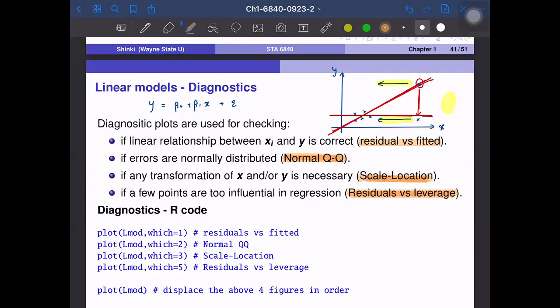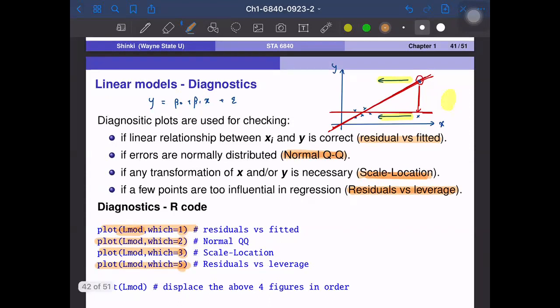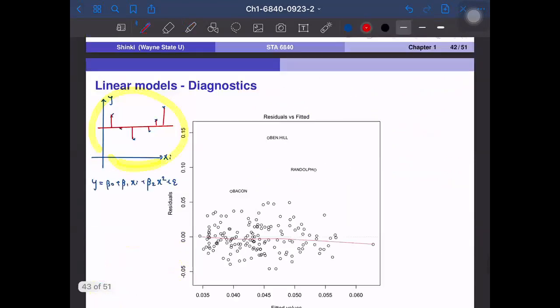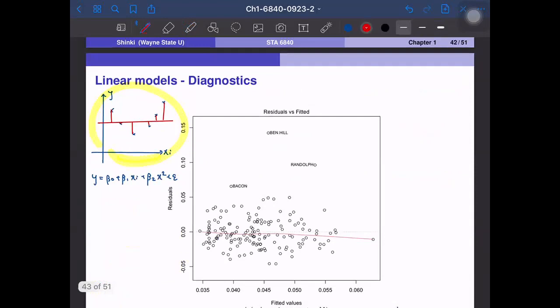These plots are obtained by these 4 codes: plot of the linear model object, then which option equal to 1, 2, 3, 5. Or if you type plot of lmod, you can see these 4 figures one by one. But to save files, you have to use these commands. Okay, so first we think about the residuals versus fitted. We will check if x and y have a linear relationship.